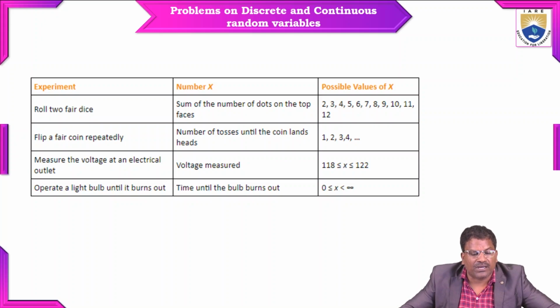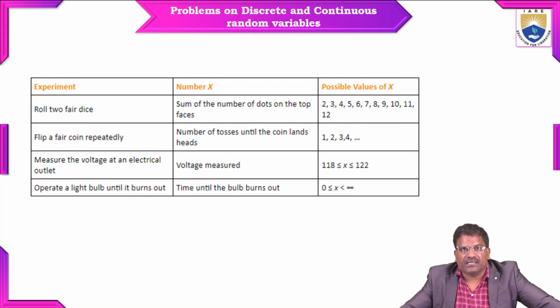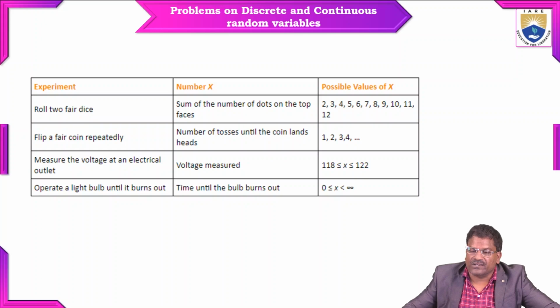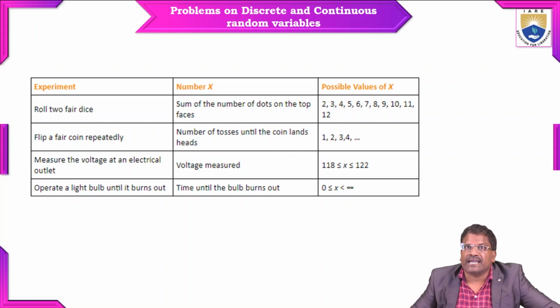Let us take one more experiment: operate a light bulb until it burns out. For that, we calculate the time until the bulb burns out. So it lies between 0 and infinity, 0 less than or equal to x less than infinity. Like that, we can categorize.